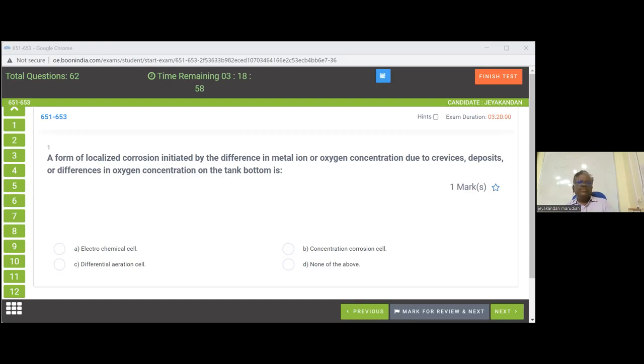3.10. A form of localized corrosion initiated by difference in metal ion or oxygen concentration. Okay, so the answer is concentration cell corrosion. Okay. Next one.